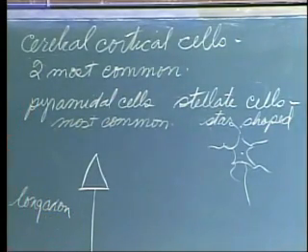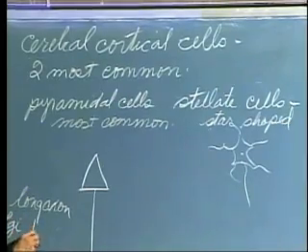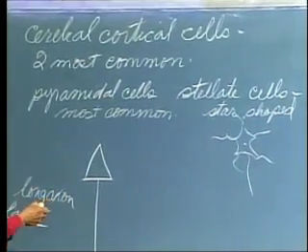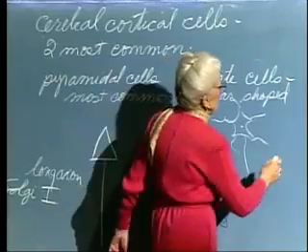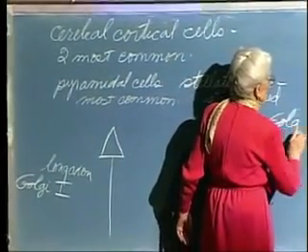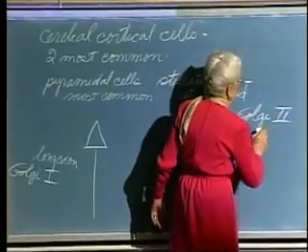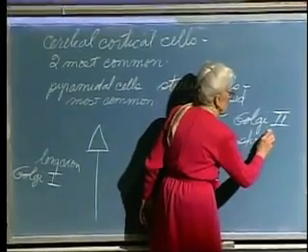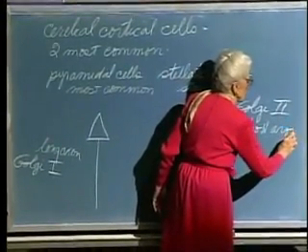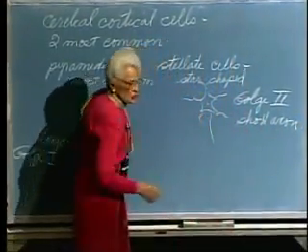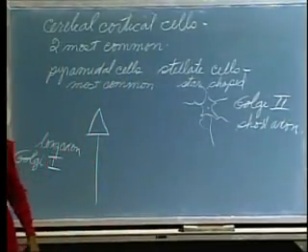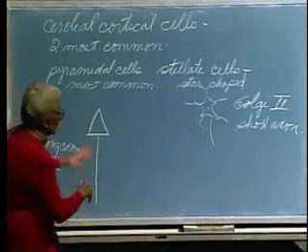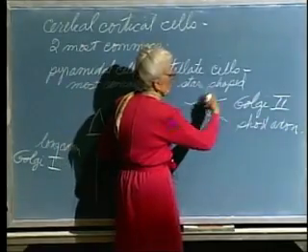So long axon neurons are classified as Golgi type 1. You'll see that in the literature. Golgi type 1 with a long axon. In contrast, stellate cells are Golgi type 2 with short axons. In fact, sometimes these are called local circuit neurons because they have such short axons carrying on functions within the local circuit.